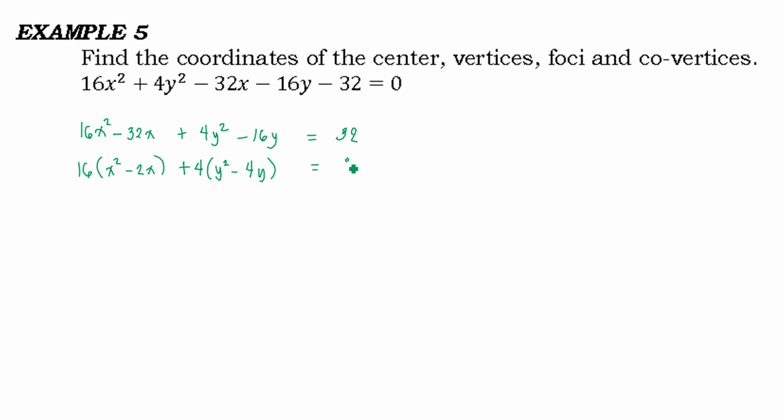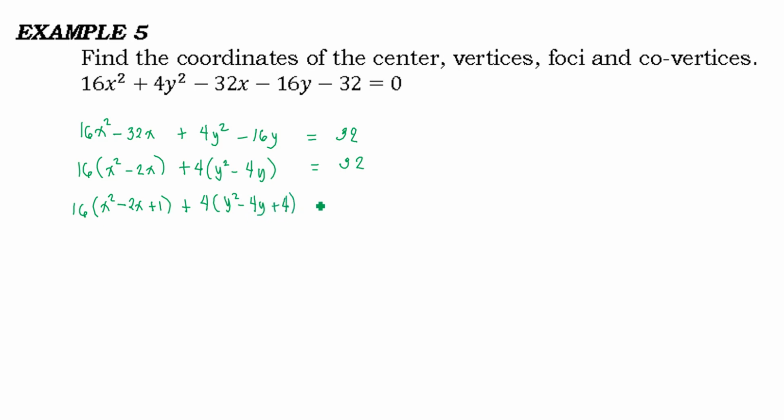Now, let's complete the parentheses. We are going to make this one into a perfect square trinomial. Okay, so by completing the square, 16 times x squared minus 2x, half of negative 2 is negative 1. Negative 1 times negative 1 is positive 1. Plus 4 times y squared minus 4y. Half of negative 4 is negative 2. Negative 2 squared is 4. So, plus 4 equals 32.